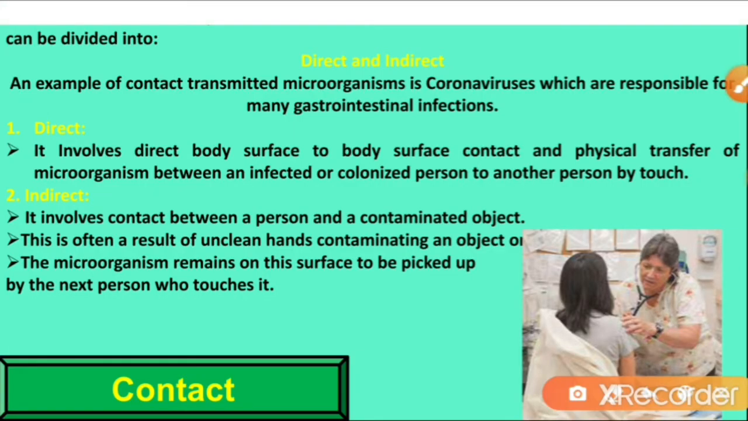Now, second one, indirect contact. This occurs between a person and a contaminated object. In daily life we deal with different contaminated objects, such as in the kitchen, hall, bedroom, schools, and other places. On those objects, many microorganisms are growing. When we come in contact with such contaminated objects, the microorganisms come onto our body and enter our body. That's how the disease occurs.